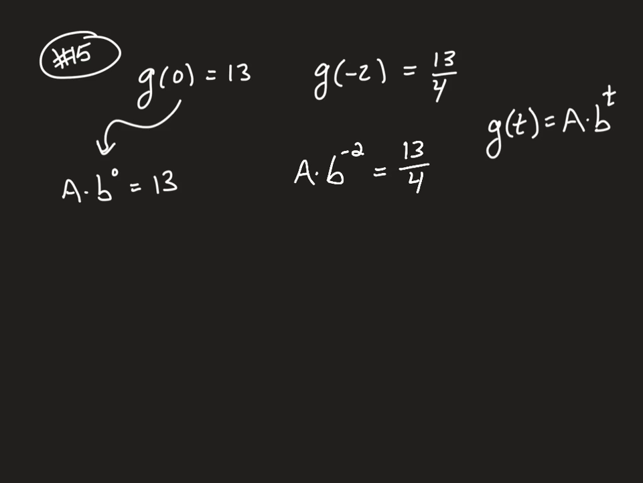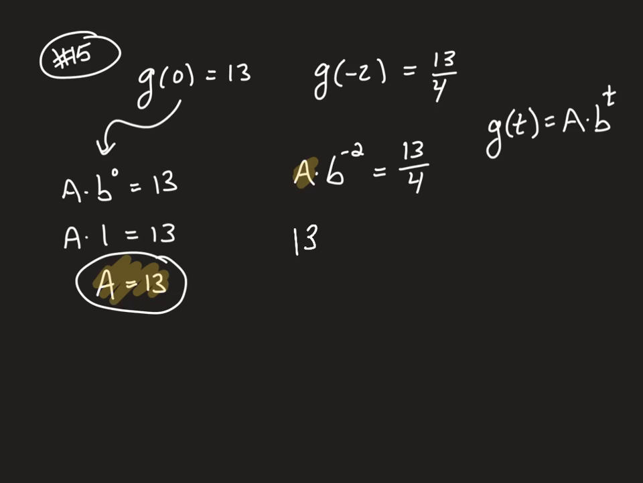So this example is particularly nice because of the 0 here. We know b to the 0 is equal to 1. So this over here is really a times 1 equals 13, and right away we get that our a value has to be 13. Okay, so now we can plug it into this equation over here. I'm just going to take my value a is equal to 13 and plug it in for this a right here.